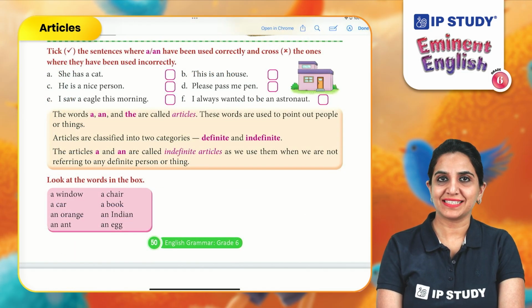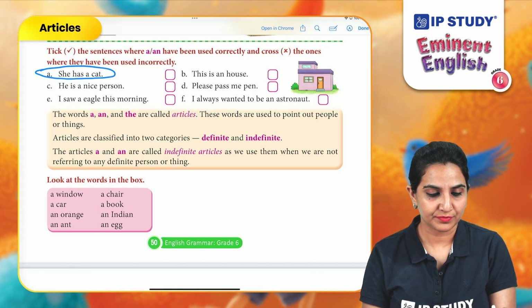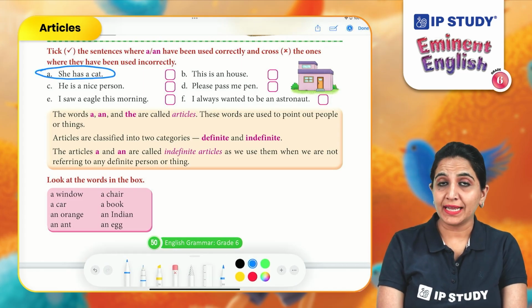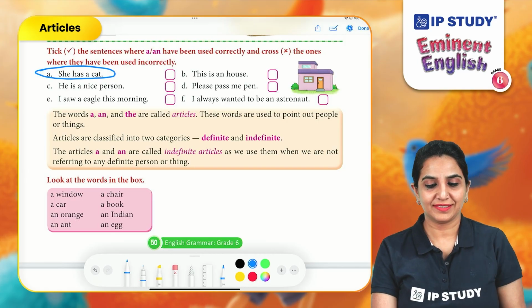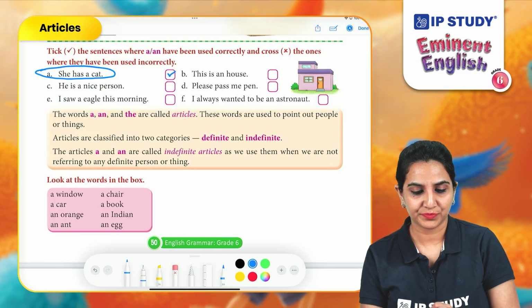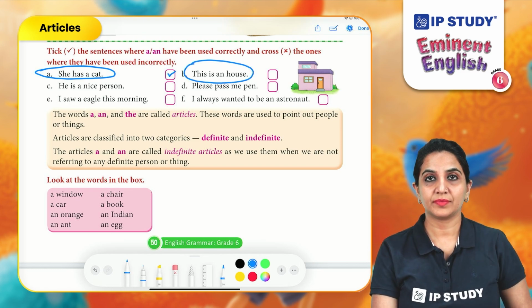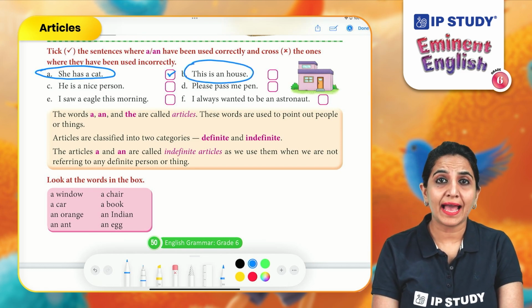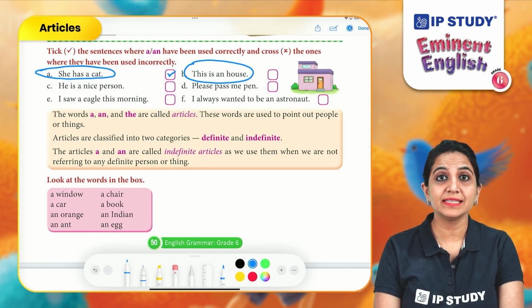Let us read these examples. She has a cat. Do you think article a has been used correctly? Very good. Yes, it is correct. This is an house. Do you think article an has been used correctly? Very good. This is incorrect.